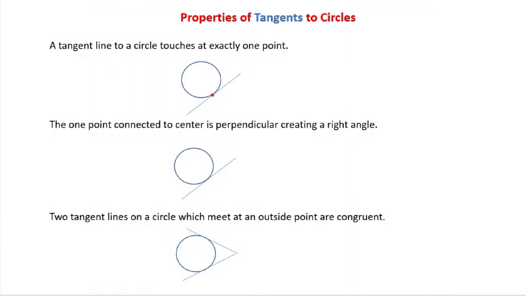The second property is the point that connects to the center is perpendicular, creating a right angle. The last property, you have two tangent lines on a circle which meet at an outside point, and these are the two tangent points that are hitting the circle, one here and one here. This line is equal to that line.